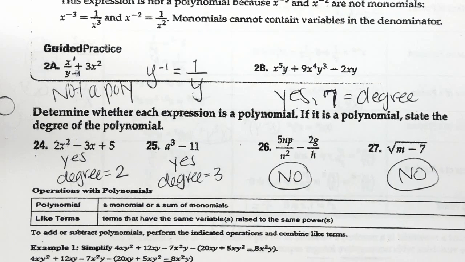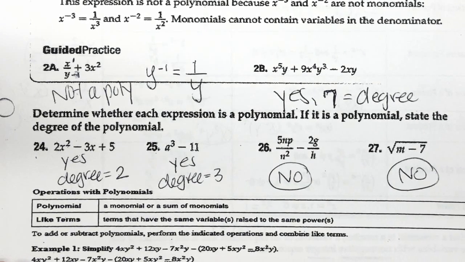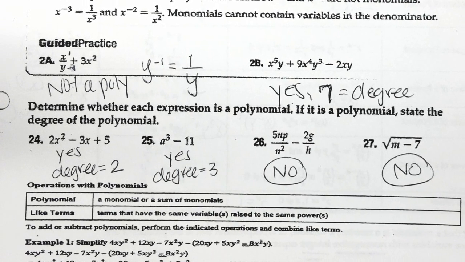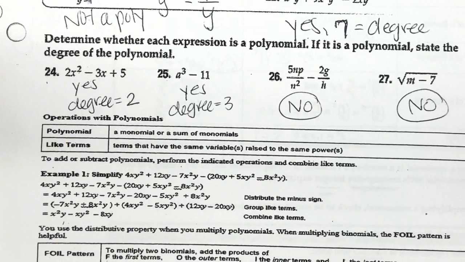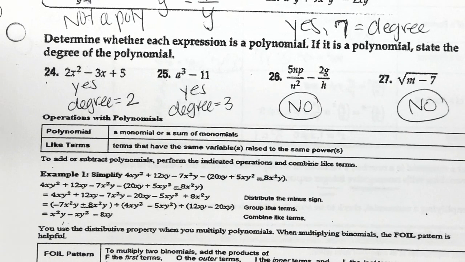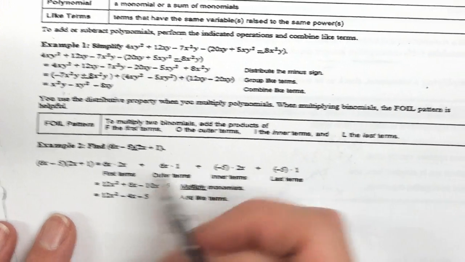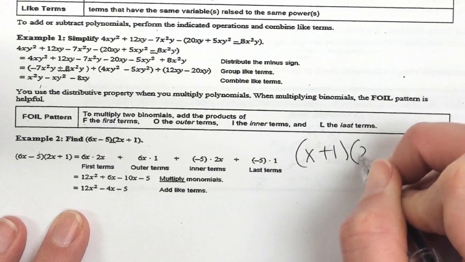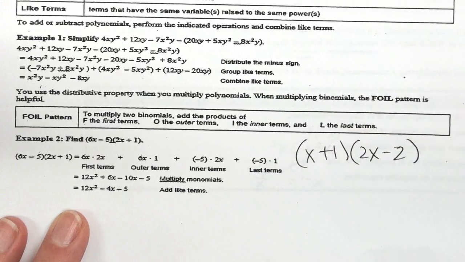Alright, I put this in here just to remind you if you didn't know, but I don't think we need to go over it. Y'all know what like terms are, correct? Has to have the same what? Variable and exponent. Good. We don't need to go over that. Do we need to go over how to foil? Yes? Okay, we can do that. Alright, there's an example of one, but we'll just do one on our own. Write x plus 1 and 2x minus 2. We'll do that.